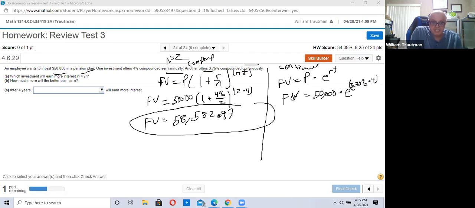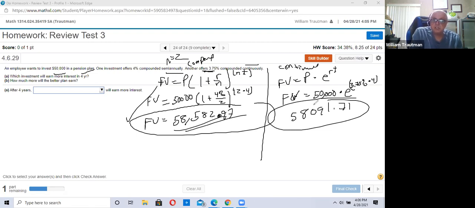So I'm going to put that in my calculator, 50,000. I got to go to E, which is second ln, E raised to the 3.75, put the percent symbol in there, times 4. And when I put that in my calculator, I get 58091.71.